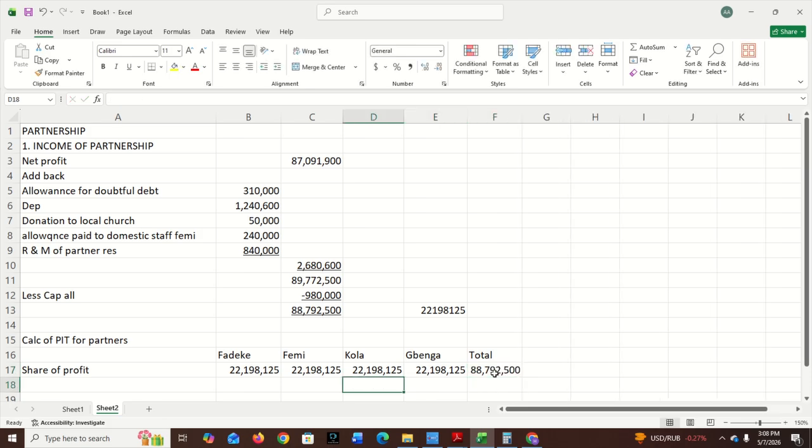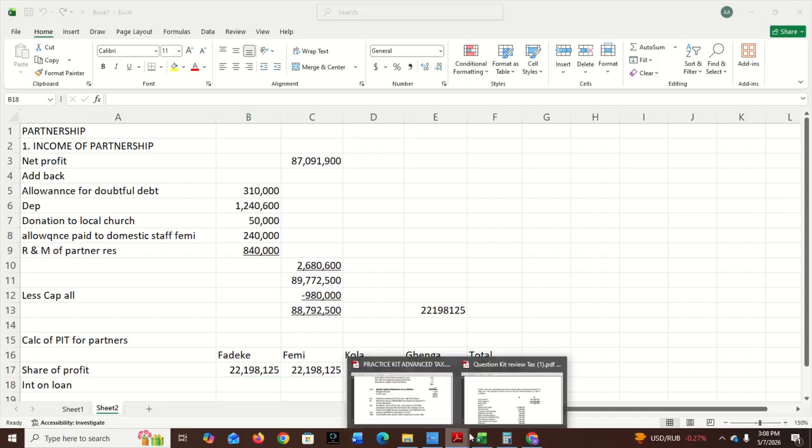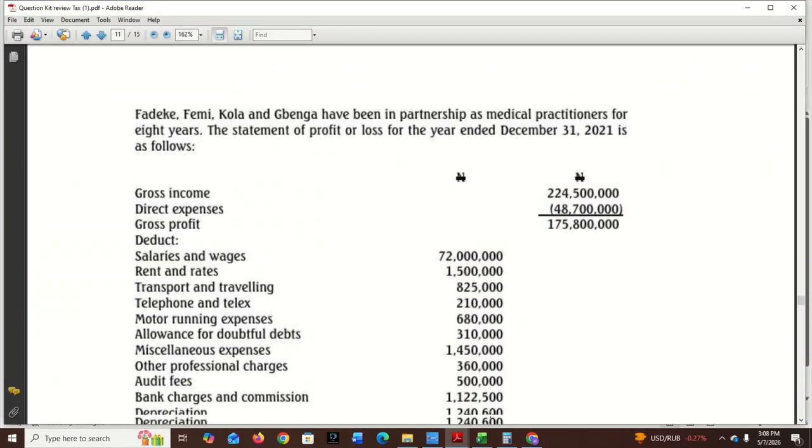88,792,500. Okay, so let's go. That's their share of profit, right? Let's now start. So let's look at other income. They got interest on loan. So how much is interest on loan? Let's check the question for each of them. How much interest did the business pay them for loans?